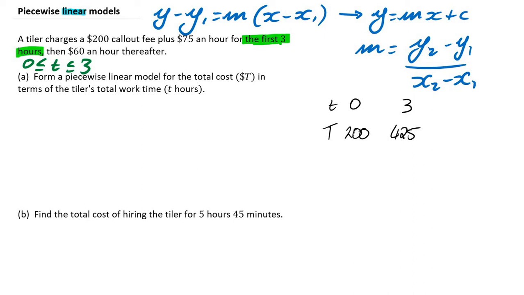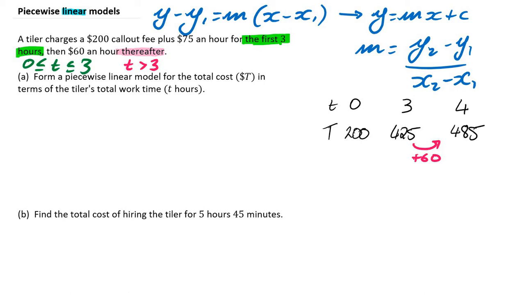And then we have the second part of our domain restriction. And that's this bit here, thereafter. So that's the second part, t greater than 3. So all we need to do is pick some other point after 3 hours. Let's go with 4 hours. During that hour, we will have been charged another $60. And so that gives us $485.